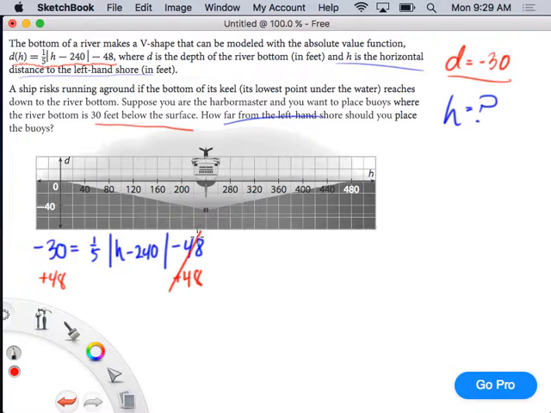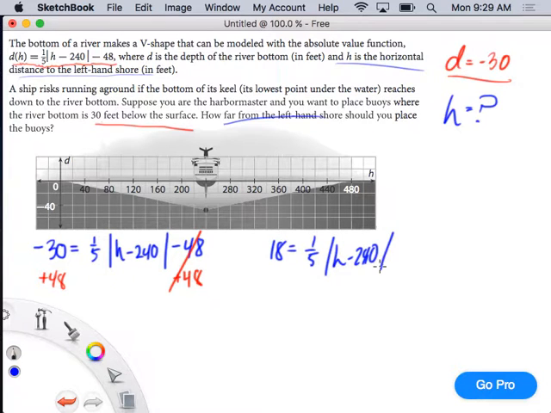The first thing, remember, it's IRS. Isolate, rewrite, and solve. Isolate, rewrite, and solve. So we isolate. We add 48 to both sides. This ends up being 48 minus 30 is 18 equals 1/5 times the absolute value of H minus 240.